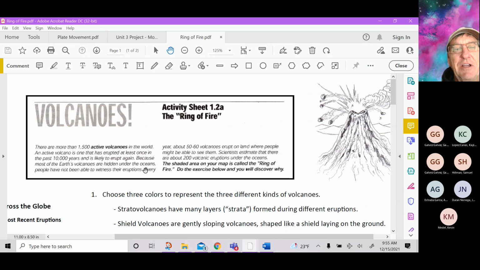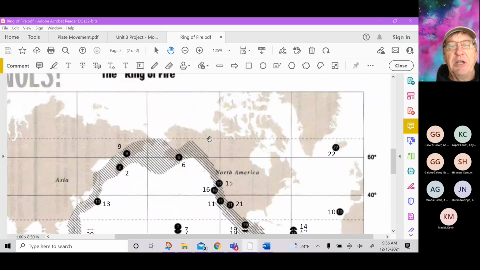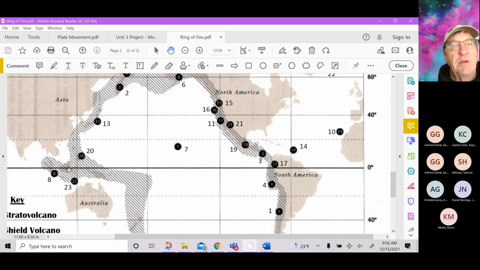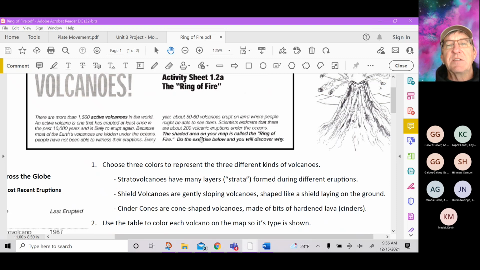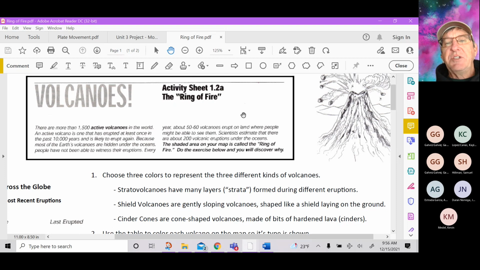Because most of the Earth's volcanoes are hidden under the oceans, people have not been able to witness their eruptions. Every year, about 50 or 60 volcanoes erupt on land where people might be able to see them. A volcano just erupted in Indonesia. Let's see, I think there's a map on page 2. Over here, Indonesia, a volcano just erupted there a week ago and killed like a dozen people. Meanwhile, there are these 50 or 60 that erupt on land, but scientists estimate that there are about 200 volcanic eruptions under the oceans every year.